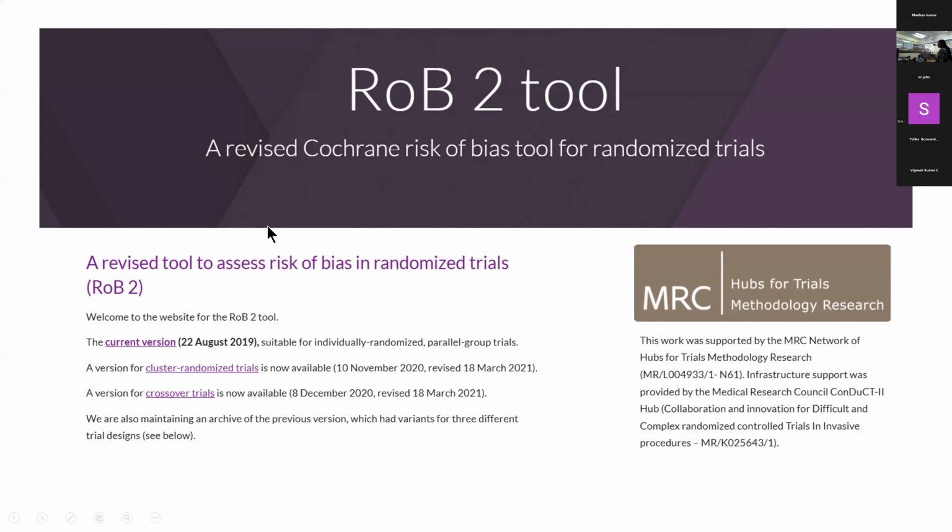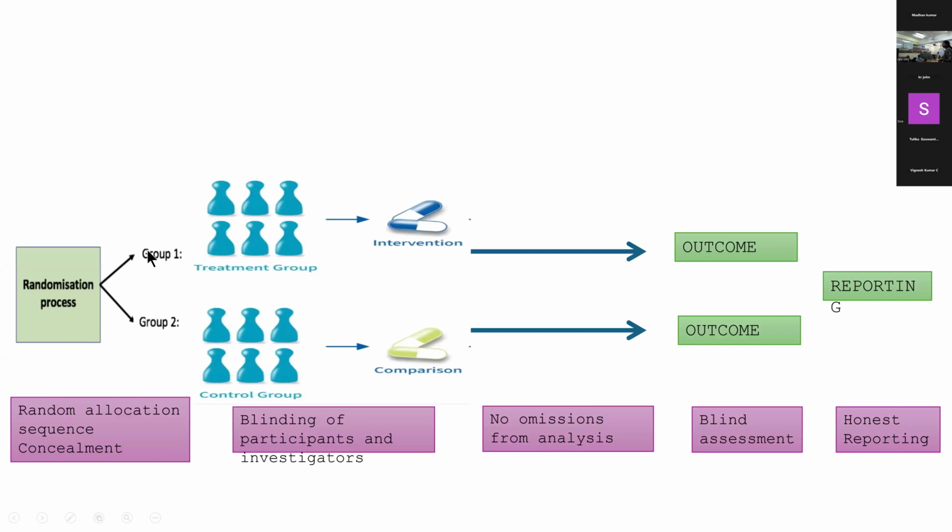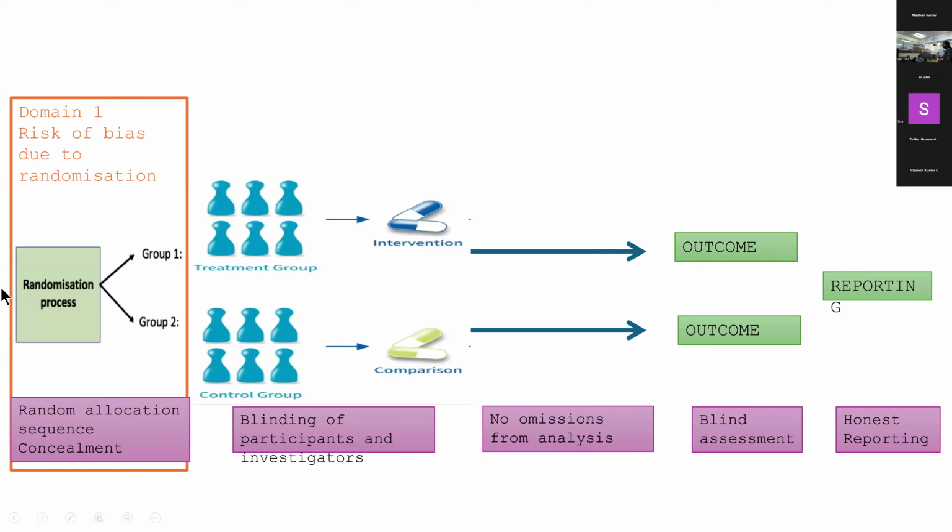I'll just talk about the ROB2 tool. So you have a version which came out in August 2019. That's the current version. We also have a version for cluster randomized trials as well as crossover trials. So if you look at the entire randomization process, the first important thing is the random allocation sequence and concealment. So this is actually covered in one domain of the ROB2 tool, which deals with risk of bias due to randomization.